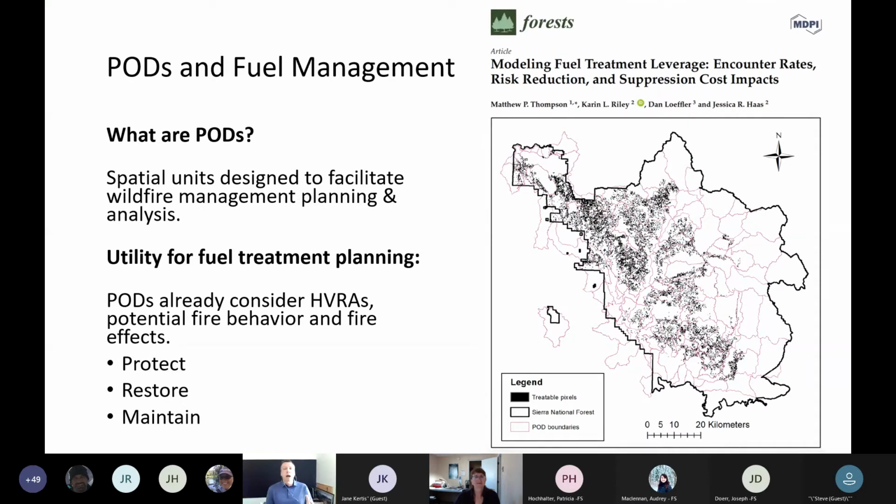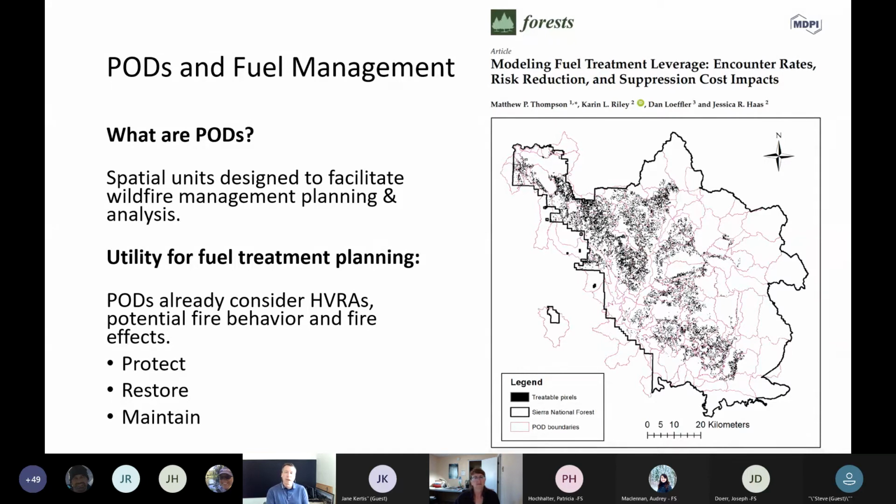up with one other option for planning fuel treatments across the landscape. And that option is the utilization of existing planning frameworks that are developed for other purposes, such as pods, right? And pods are these spatial units that are designated based on an analysis of resource values across the landscape and fire risk to those values. And pods are really polygons that are created with the idea of facilitating wildfire management operations.